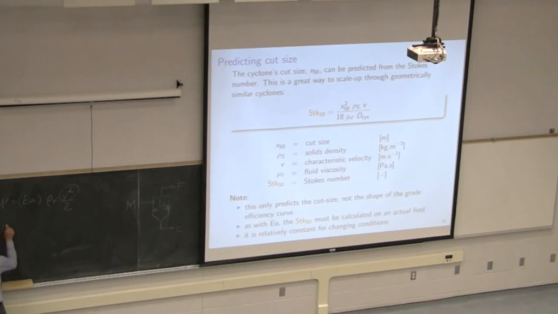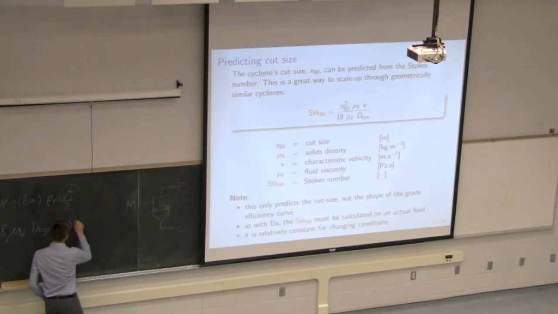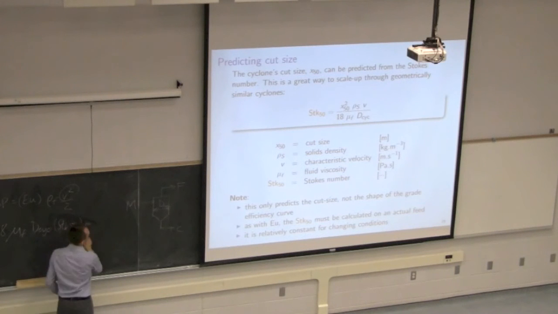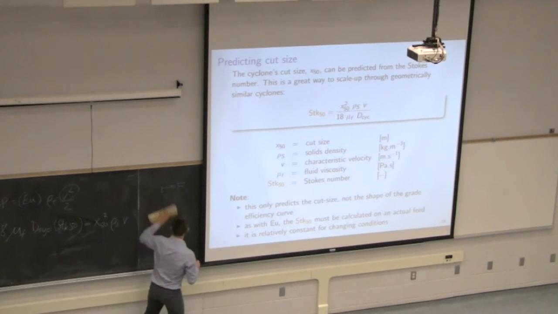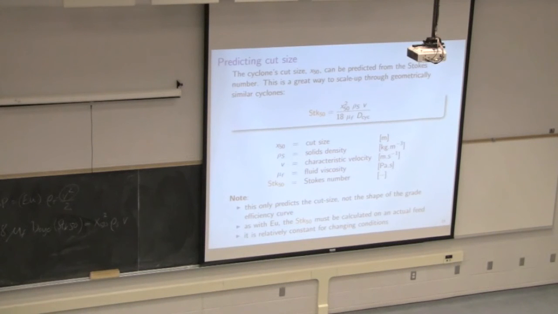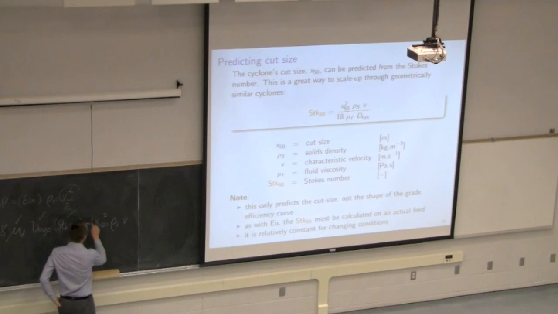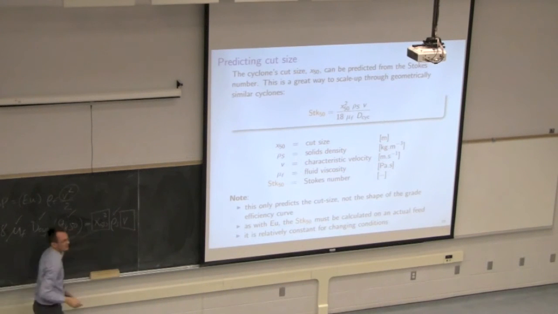For a given Stokes number, we have 18 UF times the diameter of the cyclone is equal to Stokes number. Oh, sorry. That's equal to x50 squared times the density of the solids times the velocity. So for a given feed stream, I know the viscosity of my feed, I know the diameter of my cyclone, the Stokes number I know. Rho s is the number I know for my solids, and then velocity is a characteristic of my cyclone, a number I can adjust. I can adjust that velocity by adjusting the flow rate Q going into the cyclone.